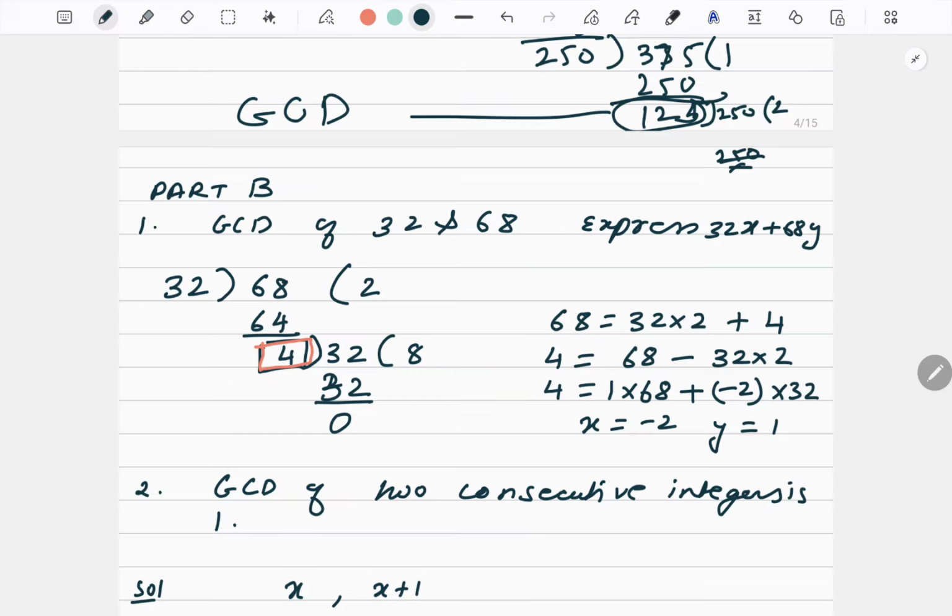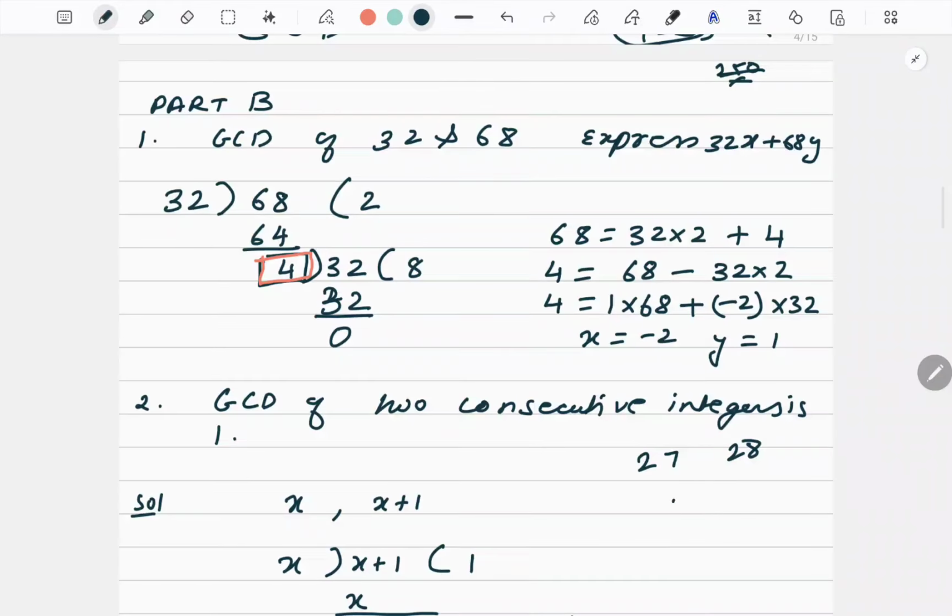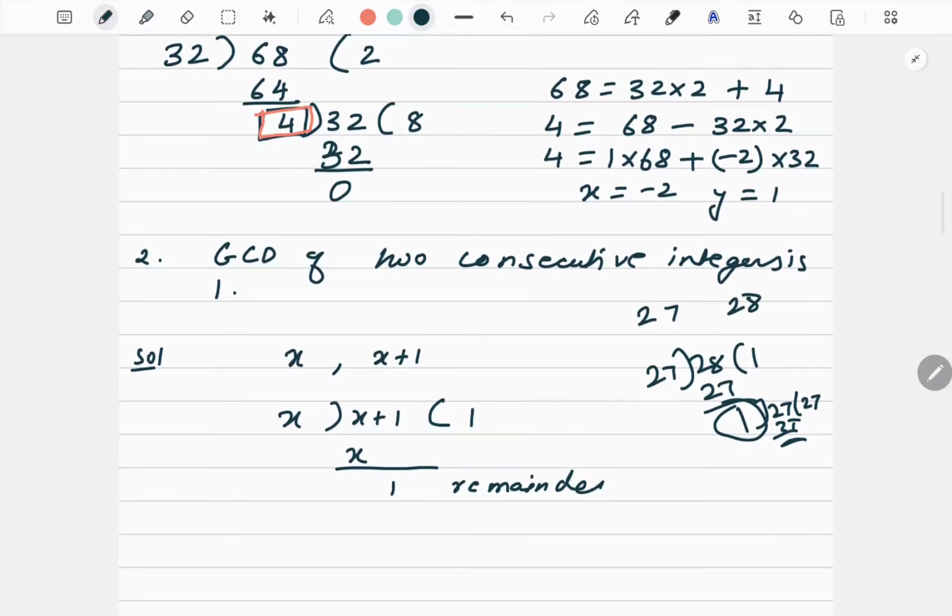The second question says show that the GCD of two consecutive integers is 1. Simple. To understand better, take the numbers 27 and 28, and you want the GCD. What will you do? 28 and 27. So 27 ones are 27. The remainder will always be 1. Right? That is the concept. GCD will be 1. So here also, when you put 1 and 27, 1 twenty-seven is 27, you will get 0. So this will be your GCD. The same thing you can show by taking x and x plus 1.